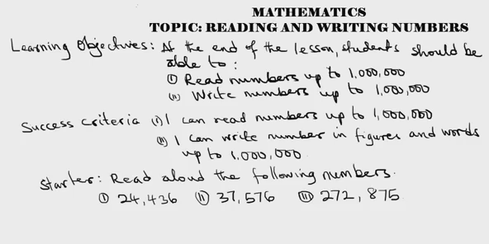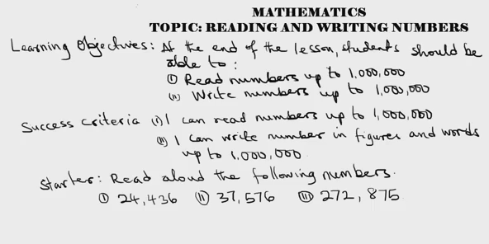To start with, the first number is 24,436. The second number is 37,576. And the last number we have here is 272,875. And this is how you read the numbers aloud.